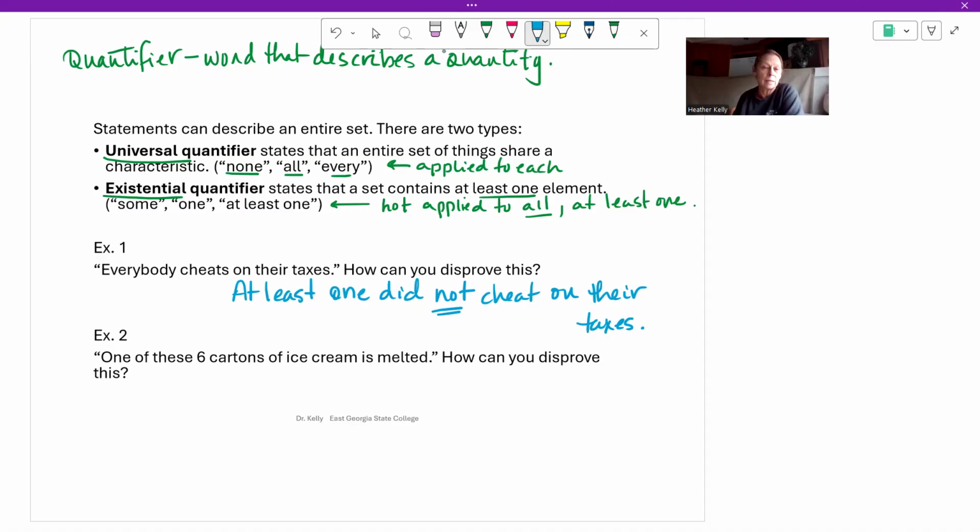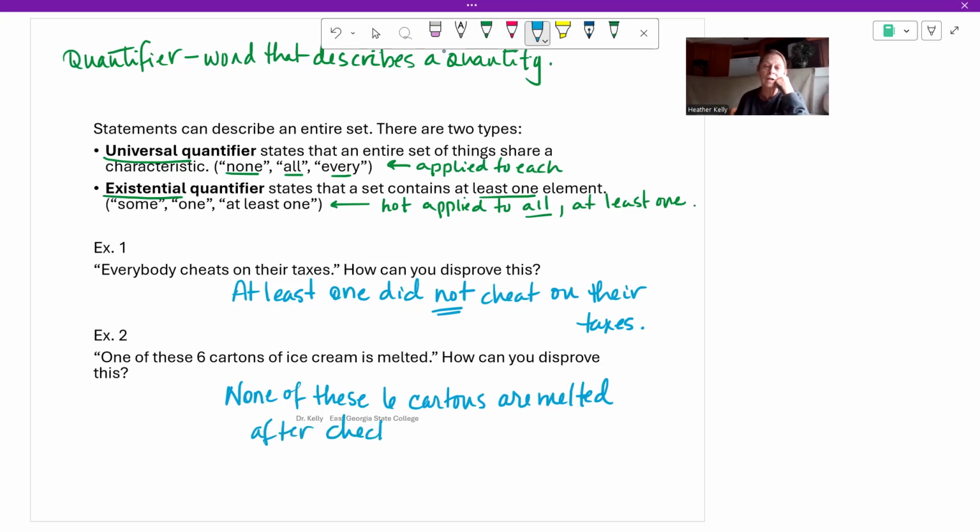Let's look at the next example. One of these 6 cartons of ice cream is melted. How can you disprove this? Well, you would have to check. You would have to say none of these 6 cartons are melted, after checking each one, right? You'd have to check them all.